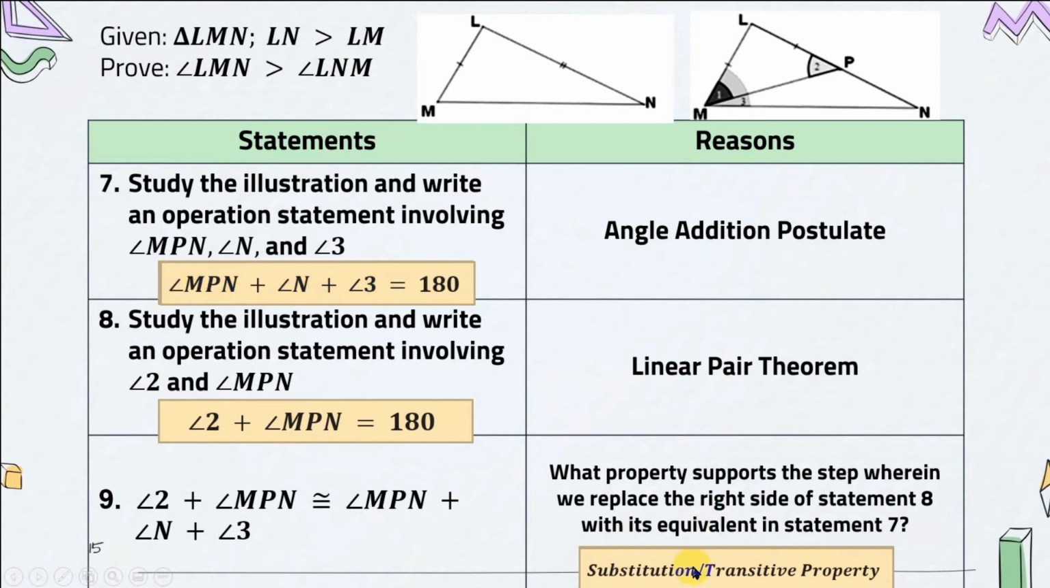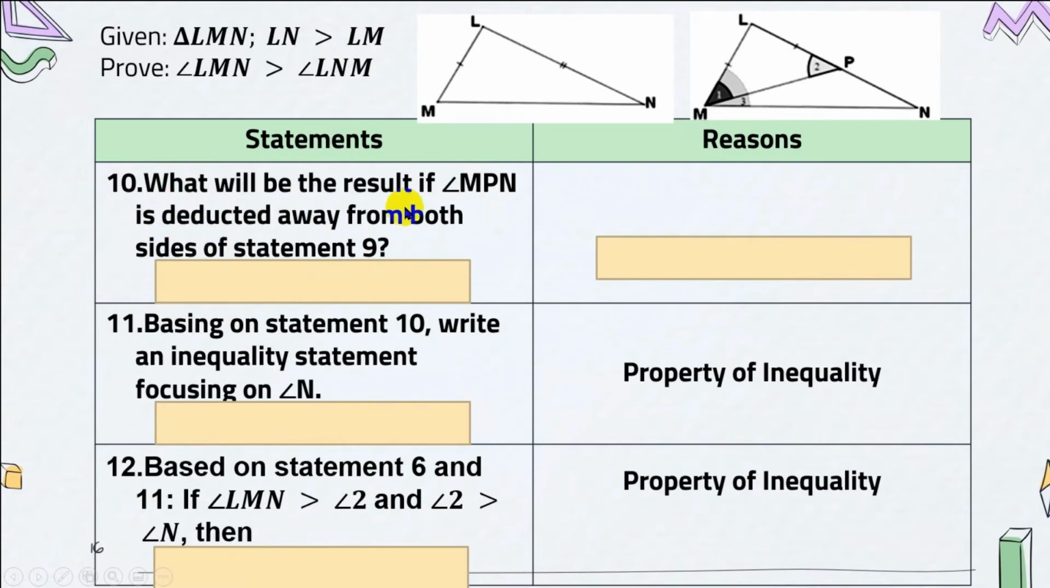Okay? So, by substitution or transitive property. Then, for number 10, what will be the result if angle MPN is deducted away from both sides of statement 9? So, yung kanina, pag tinanggal doon natin yung angle MPN on both sides, ano na ang magiging result? So, we have angle 2 is equals to angle N plus angle 3. And from the word itself deducted, so ang reason natin ay subtraction property of equality. Again, naalis po on both sides by subtraction ang angle MPN.